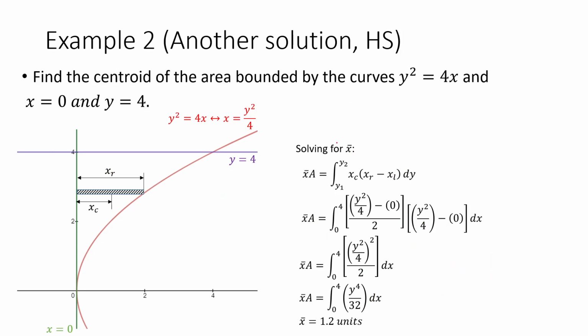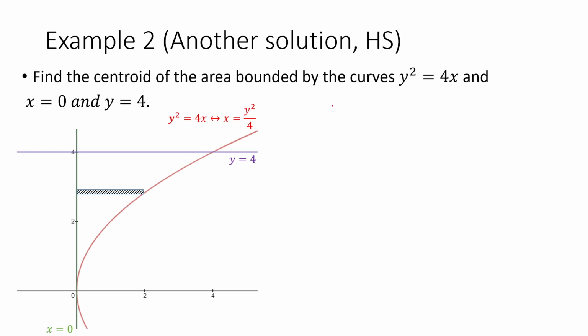Okay, so this is the solution for the horizontal strip. So lastly is your bar y. So solving for bar y. Bar y times area is equal to y sub c times the differential area. Again, y sub c is already in the y direction since we are utilizing the horizontal strip. So y sub c and then x right minus x left dy from y1 to y2.